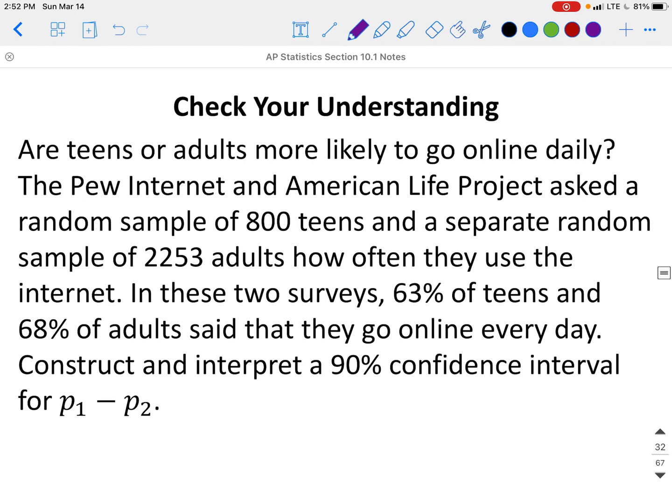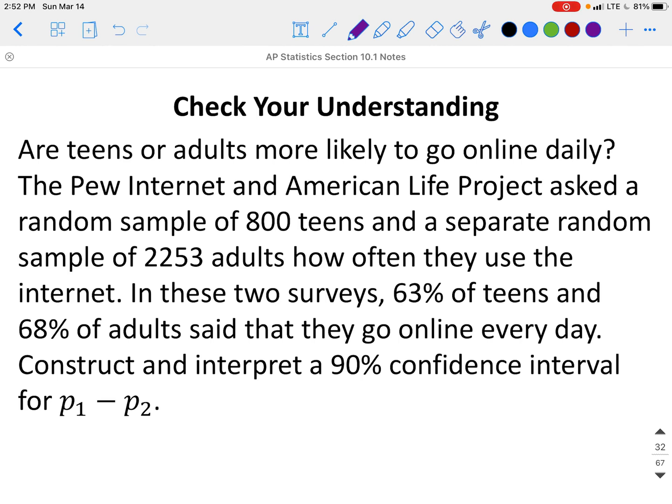So let's check our understanding. Are teens or adults more likely to go online daily? The Pew Internet and American Life Project asked a random sample of 800 teens and a separate random sample of 2,253 adults how often they use the internet. In these two surveys, 63% of teens and 68% of adults said they go online every day. Construct and interpret a 90% confidence interval for p1 minus p2.